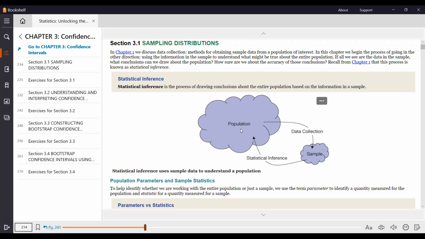Now, statistical inference is just a process of drawing conclusions about the entire population based on the information in a sample. Now, what kind of conclusions are we drawing? In this particular case, we're drawing what is a good estimate of the true population proportion of people who like candidate A. All right, we're estimating that.